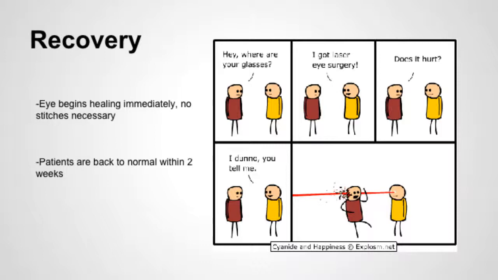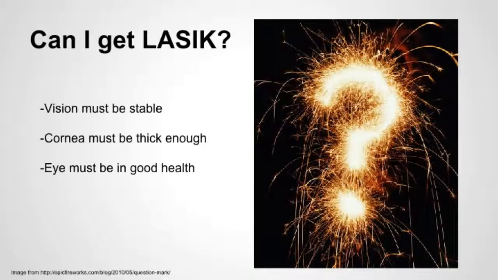Once the cornea has been shaped properly, the flap is placed gently back on top of the cornea. Because of how fast the eye works in healing itself, no stitches are necessary. Antibiotic drops are used to prevent infection, and a shield is given to the patient so that they don't touch their eyes. Healing is very quick, and most patients are back to normal within 2 weeks.